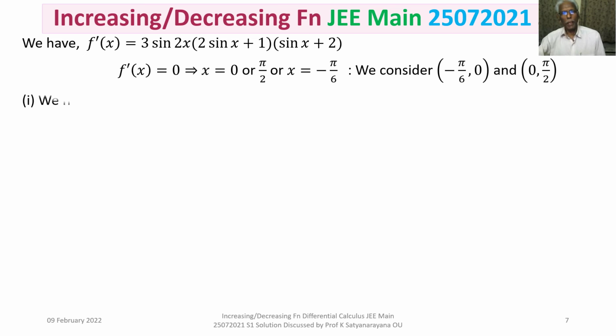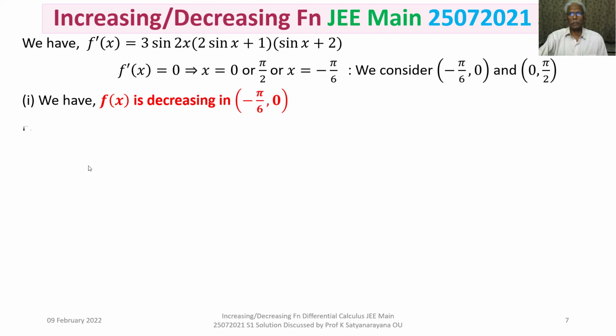We have f prime x and the critical points and the two open intervals that we have considered. And we have already seen case 1, f x is decreasing in the open interval minus pi by 6 to 0. We have already noted sin x plus 2 greater than 0 for all x belongs to R in f prime x. And we have to decide about the sign for these two factors.